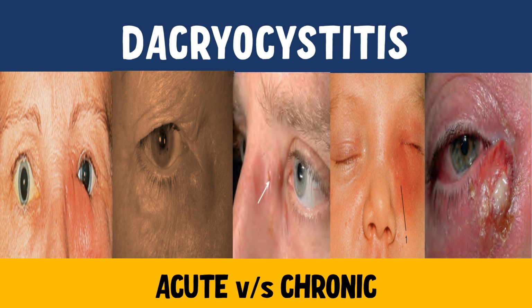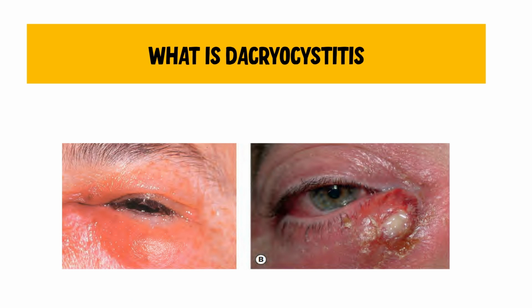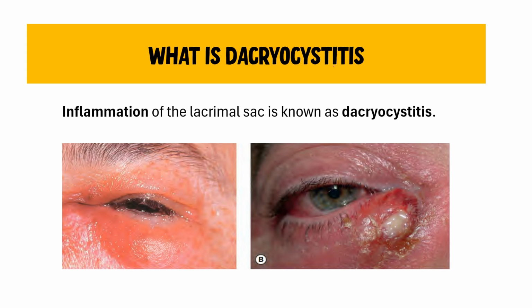Today we are talking about dacryocystitis. So what is dacryocystitis? As the name suggests, it is basically inflammation of the lacrimal sac. Dacryocystitis can actually be of two types, acute dacryocystitis and chronic dacryocystitis.